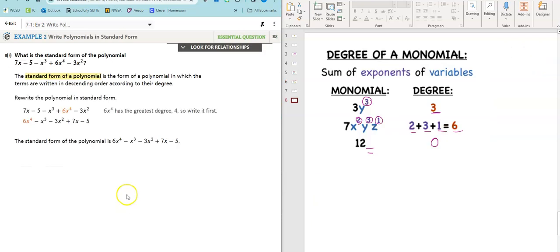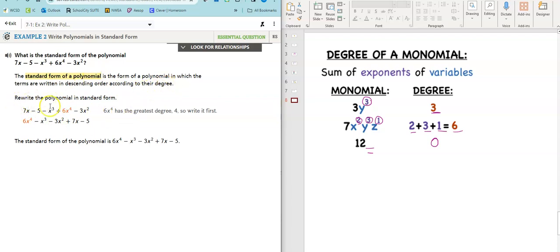All right, so example 2 takes us into writing polynomials in standard form. In math, I always like to think of math as its own language, because it has special rules and the way we write things to help us understand math better. So the standard form of a polynomial is the form in which the terms are written in descending order, going from largest to smallest according to their degree.